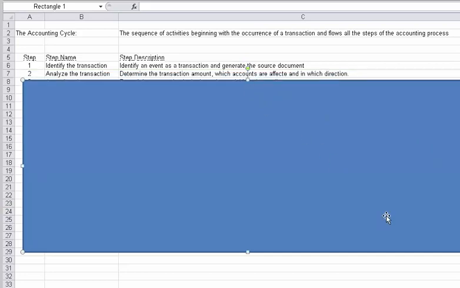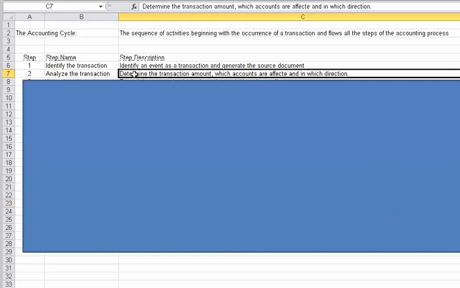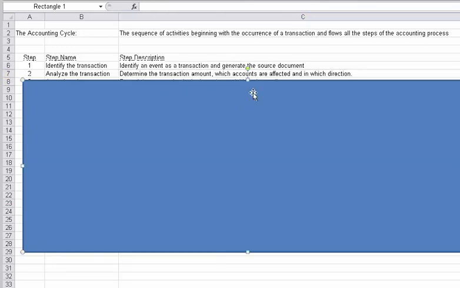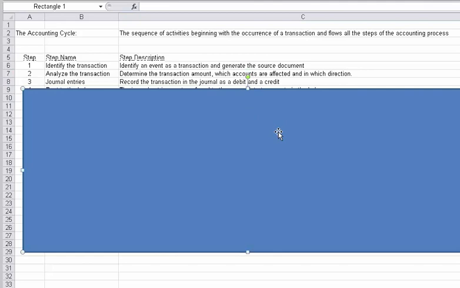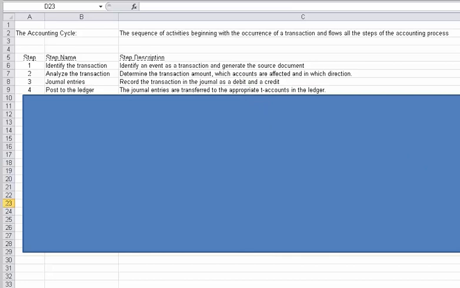Next, we analyze the transaction. Here we determine the transaction amount, which accounts are affected, and in which direction. Next, we prepare journal entries. We record the transaction in the journal as a debit and a credit. And then at step 4, we post to the ledger. The journal entries are transferred to the appropriate T account in the ledger.